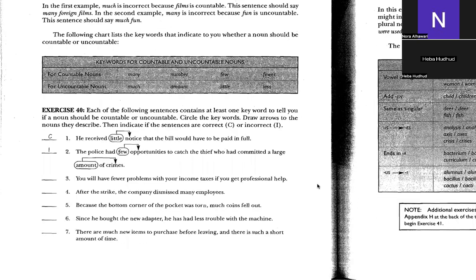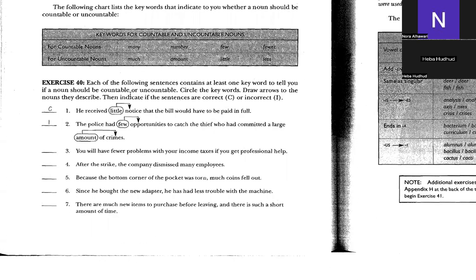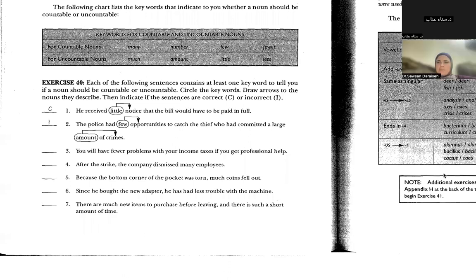Number 3. You will have fewer problems with your income taxes if you get professional help. We have here fewer and problems, so it's correct. Good job. You think it's correct and you think is right. You will have fewer problems.